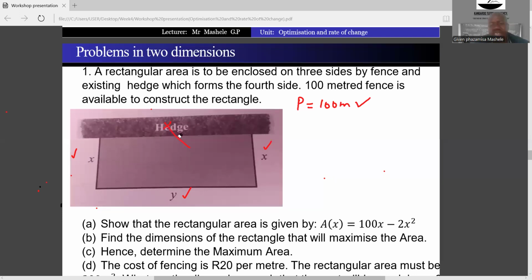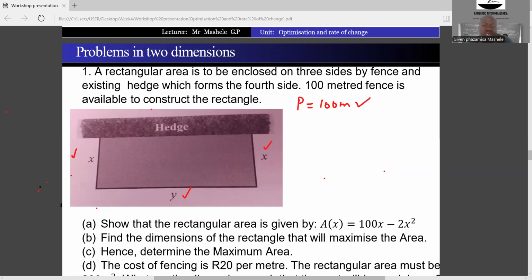And now, ladies and gentlemen, since we are given a 100-meter fence, which is available to construct this rectangle, we know we are actually given a perimeter. We're given a perimeter of this rectangle. It's not the area, it's the perimeter. Because they have a 100-meter fence, you have to use it to construct this area. And the first question says, show that the rectangular area is given by this.